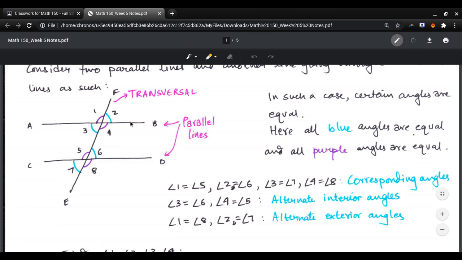We have names for these. 1 equals 5, and 2 equals 6, and 3 equals 7, and 4 equals 8. These are called corresponding angles. Then you have the ones that are opposite to each other, alternating 3 and 6, 4 and 5. These are called alternate interior angles. And then you have 1 and 8, and 2 and 7, which are alternate exterior angles. And then the angles 3 and 2 are equal because they are opposite each other.